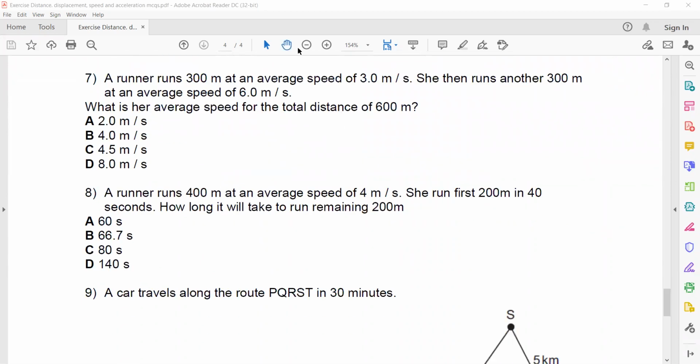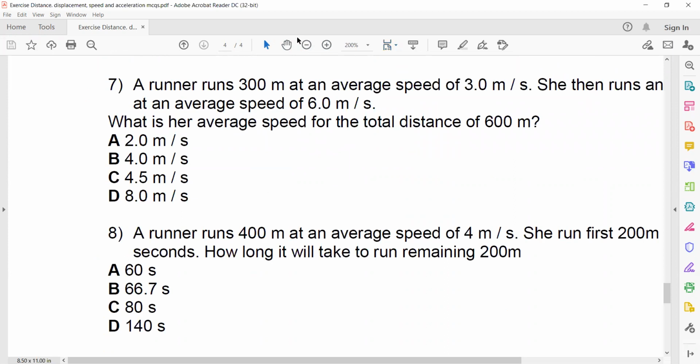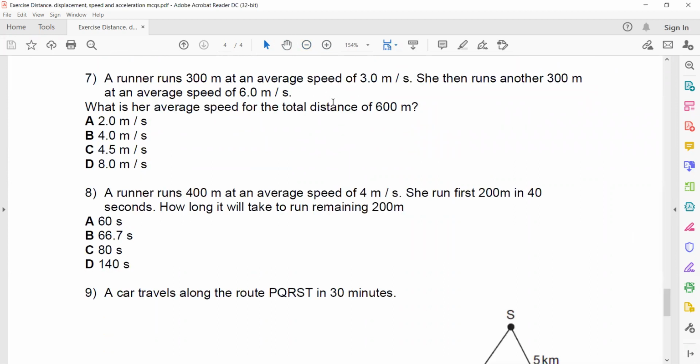Then question 7. A runner runs 300 meters with an average speed of 3 meters per second. She then runs 300 meters with an average speed of 6 meters per second. What is her average speed to run a total distance of 600 meters?